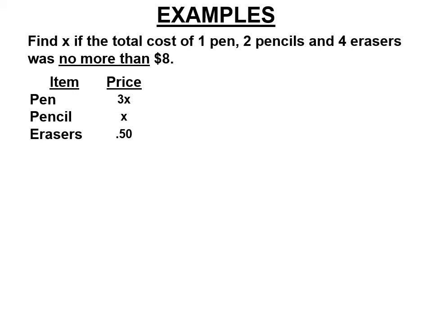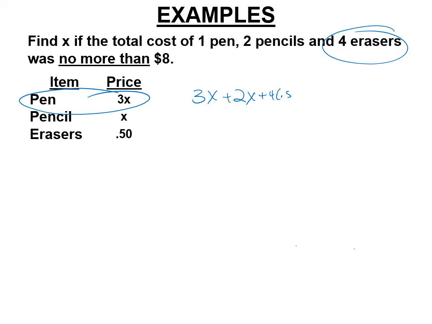Find x at the total cost of 1 pen. Well, 1 pen is 3x. 2 pencils, that's 2 x's. And 4 erasers, that's 4 times 50 cents, right? As no more than $8. That means less than or equal to 8. No more is less than or equal to.